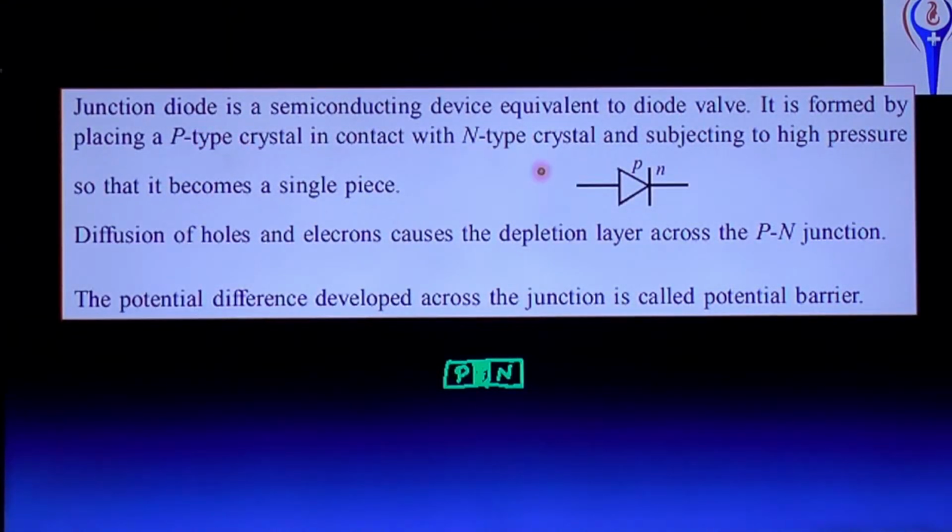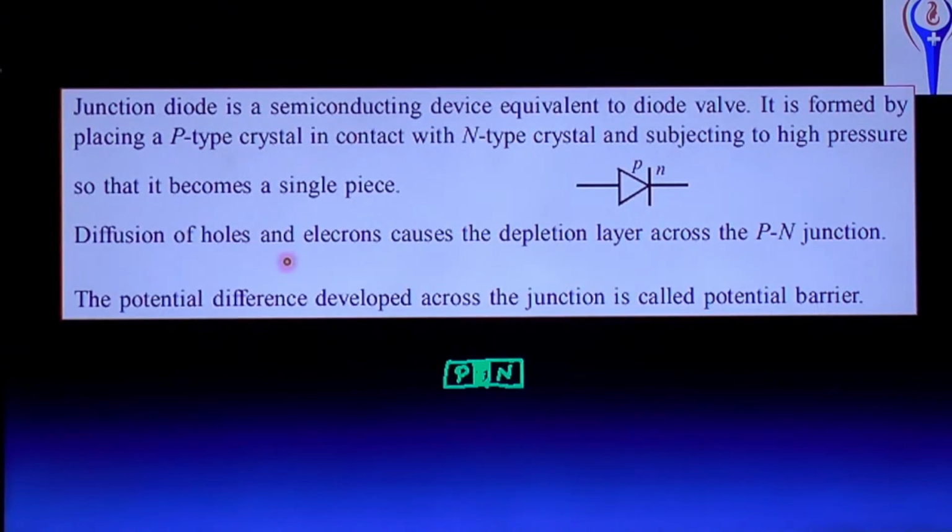Junction diode. If you join P-type and N-type, or sandwich P-type and N-type, then we will get a PN junction diode. It is formed by placing a P-type crystal in contact with an N-type crystal and subjecting it to high pressure so that it becomes a single piece. This is a PN diode and this is the circuit symbol for the PN junction diode.